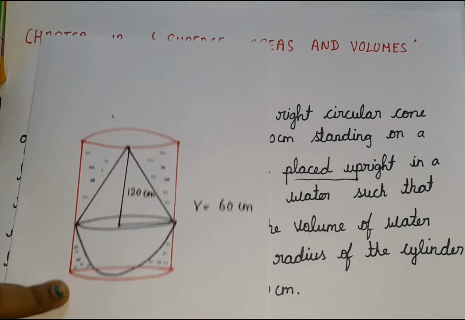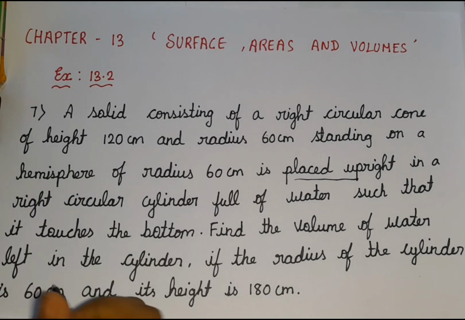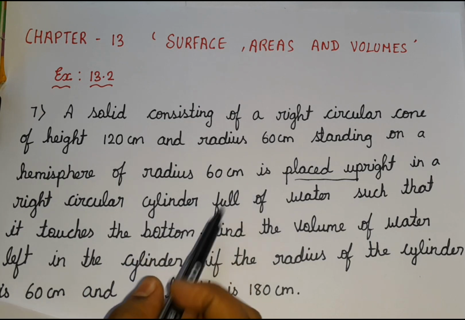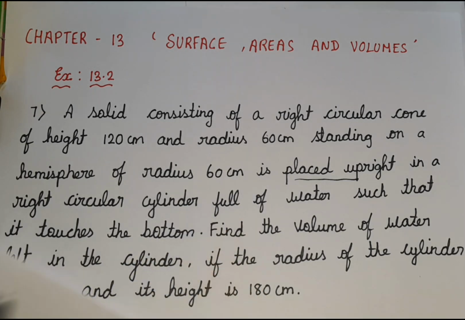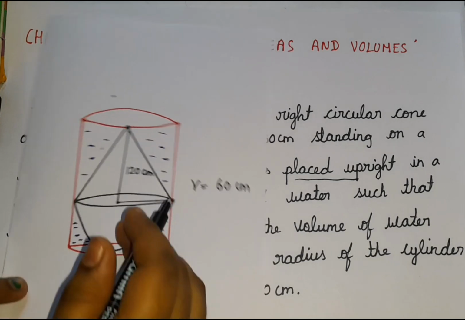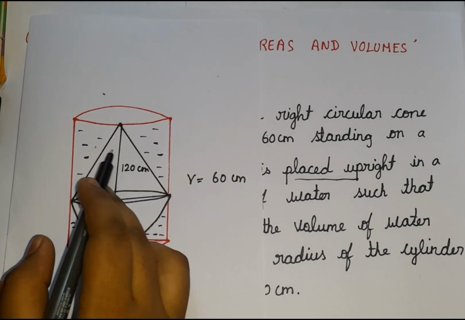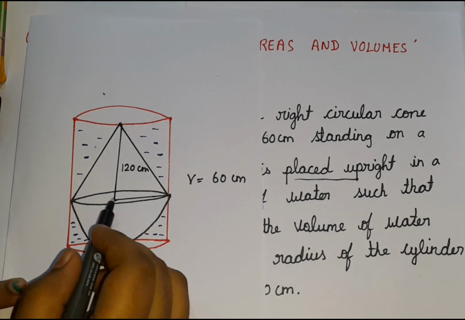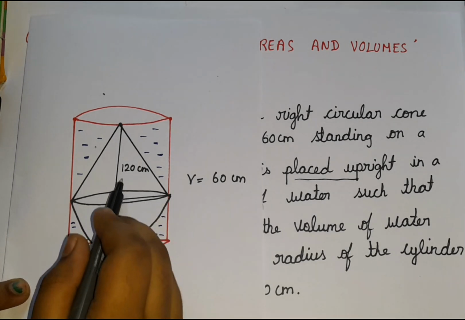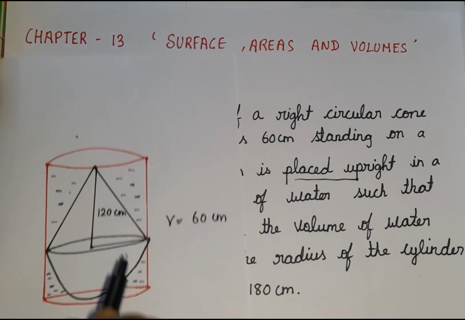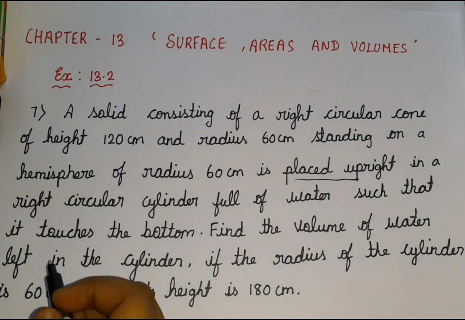And then what about the hemisphere? For the hemisphere, radius is 60 centimeter. That's all. So for the hemisphere also the radius is 60 centimeter. Here you can see the cone is standing upon a hemisphere, right? So the radius for both the figures is 60 centimeter. All right, now let us look at the cylinder.